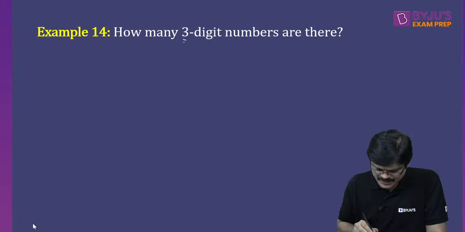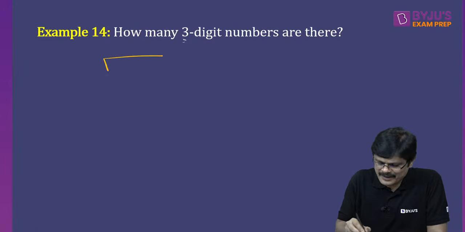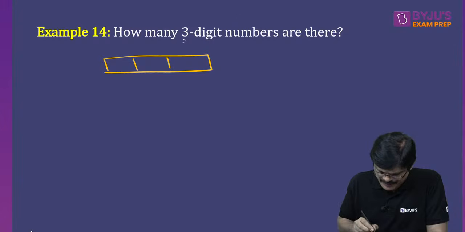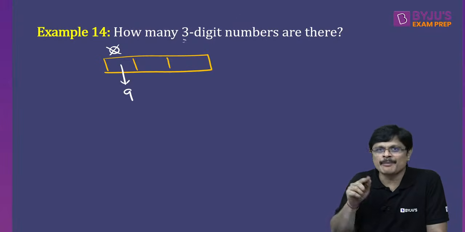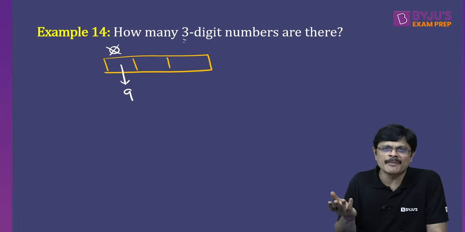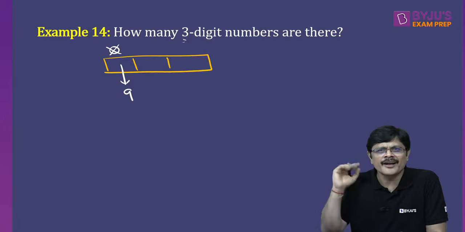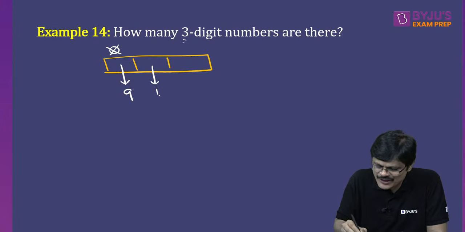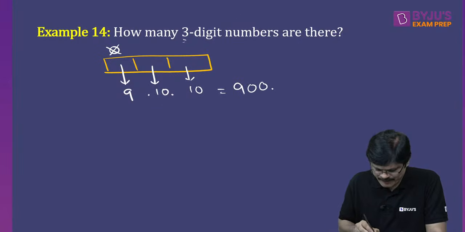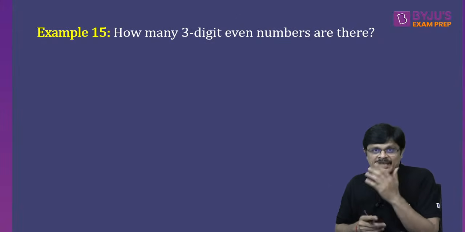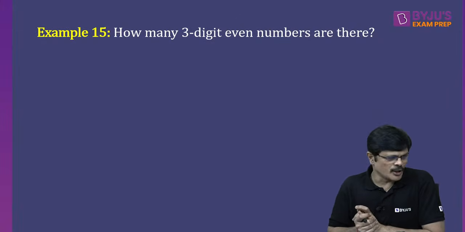How many 3-digit numbers are there? So here we have 3 positions to be filled. For this position, we cannot start with 0, because a 3-digit number cannot start with 0. That condition is not mentioned, but we understand. So 9 choices. Now is it with repetitions or without repetition? By default it is with repetitions, because in 3-digit numbers we can have 888. Now how many choices here? 10 choices. And here? 10 choices. So 900 is the answer. Next one, how many of them are even?